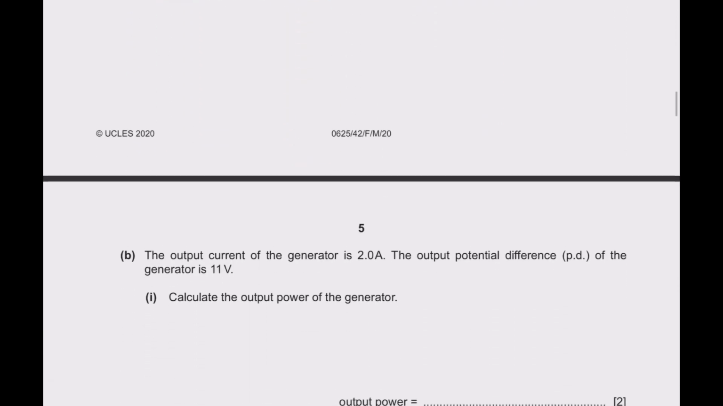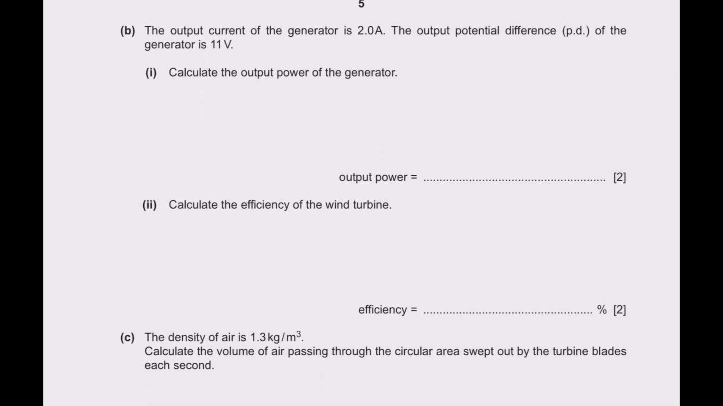Okay, now the B part. The output current of the generator is 2 ampere. The output potential difference is 11 volt. Calculate the output power. Now for the output power, in terms of electricity, we have learned that power is equal to V into I, that is potential difference into current, that is 22 watt. So 22 watt is the answer for the output power.